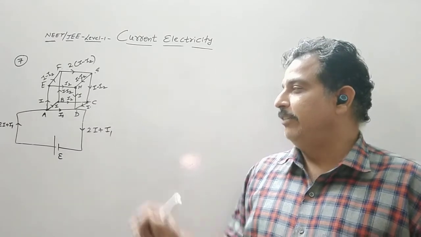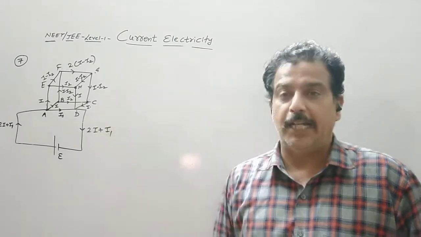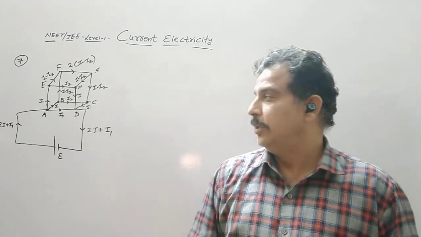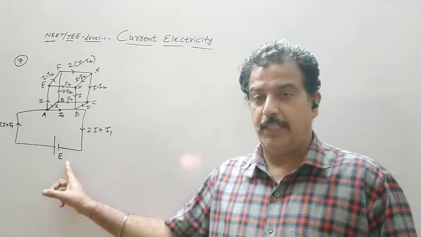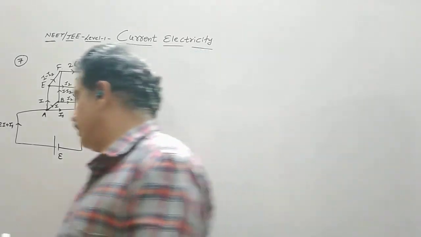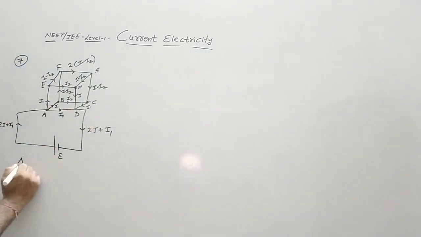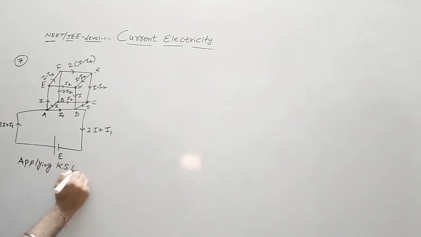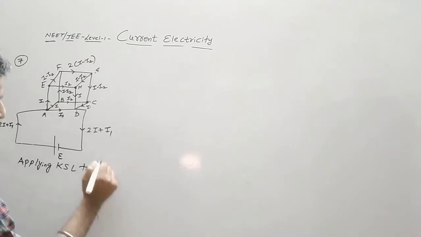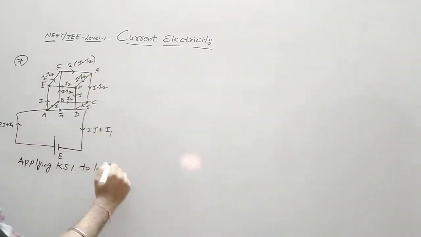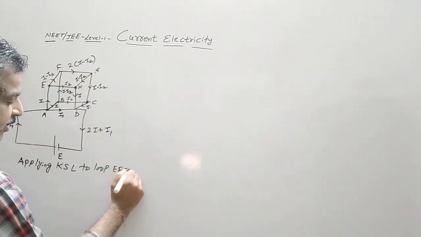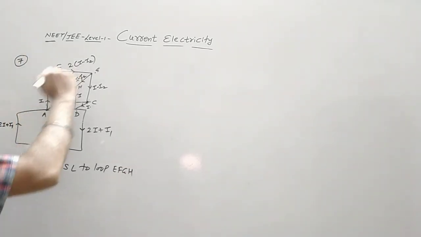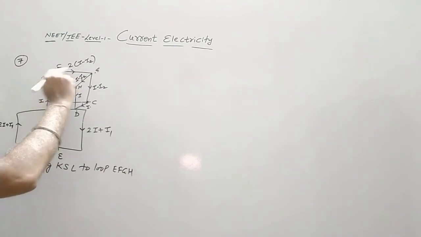Now we have three variables, I, I1 and I2, so we need three different loops. One loop should compulsorily consist of the battery. So let us take any loop. Applying Kirchhoff's second law to a loop, let us take this upper loop E, F, G, H. Let us assume the resistance of each wire is R.